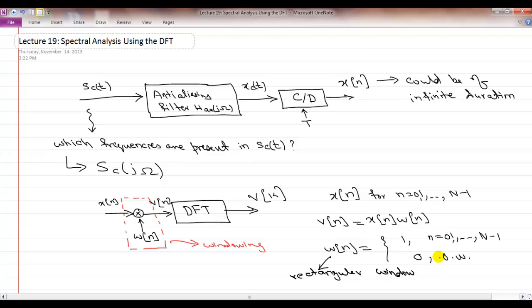Again, to repeat myself, rectangular window is nothing but saying you keep all the samples up to, let's say, 1,000 or 2,000 samples and throw everything else out. That's what rectangular window means. Okay.